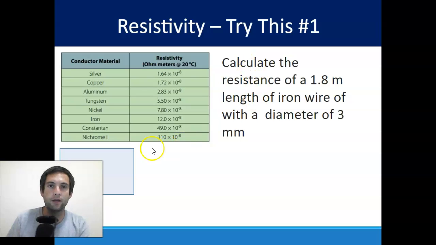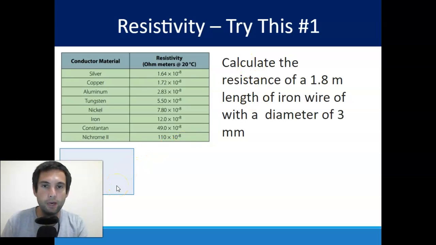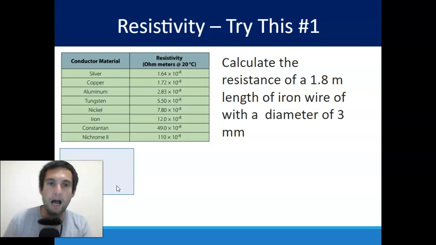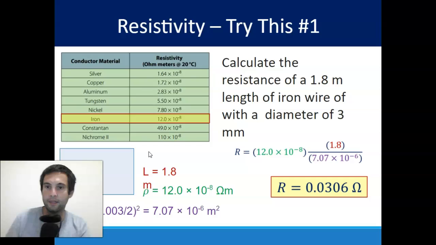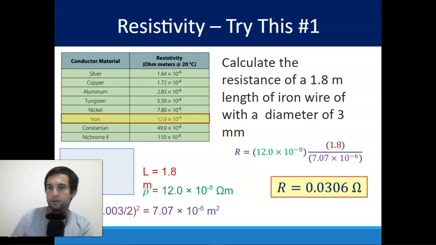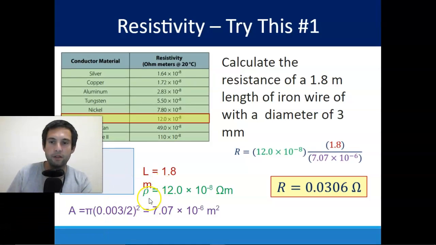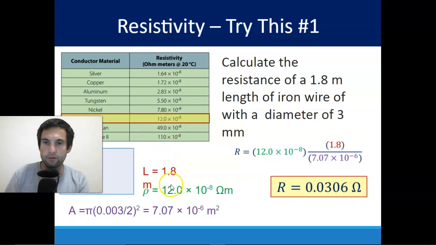Try this. Calculate the resistance of a 1.8 meter length of iron wire with a diameter of 3 millimeters. Go ahead, pause here, try it. Here we go. So we know the length is 1.8 meters. Oh, sorry for the bad formatting. Rho, given to us, 12 times 10 to the negative 8 ohm times meter.